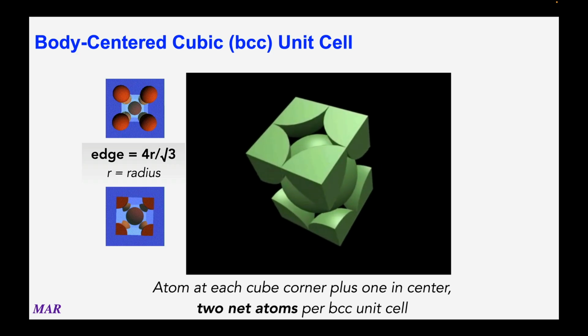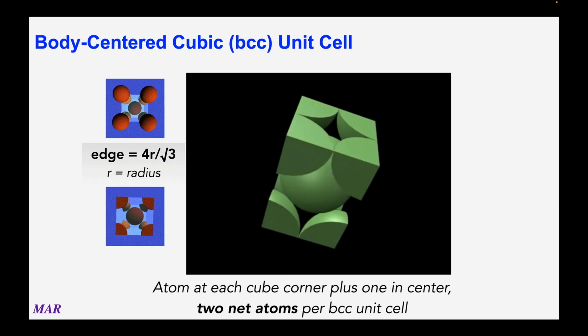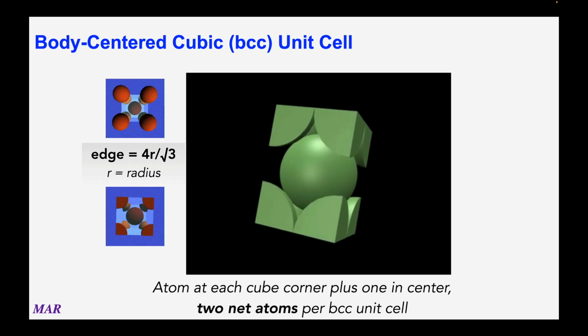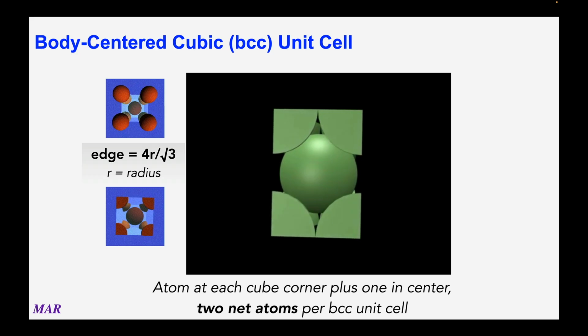Body-centered is a little bit more common than simple cubic because you end up with 2 net atoms per cell instead of 1. It's a more efficient type of packing, and the more efficient it is, the more atoms you get in, it's better. We'll talk more about this in the solids lab.